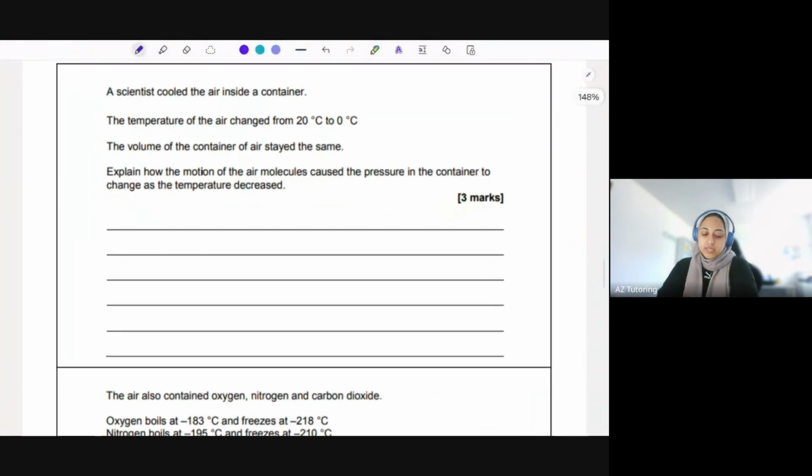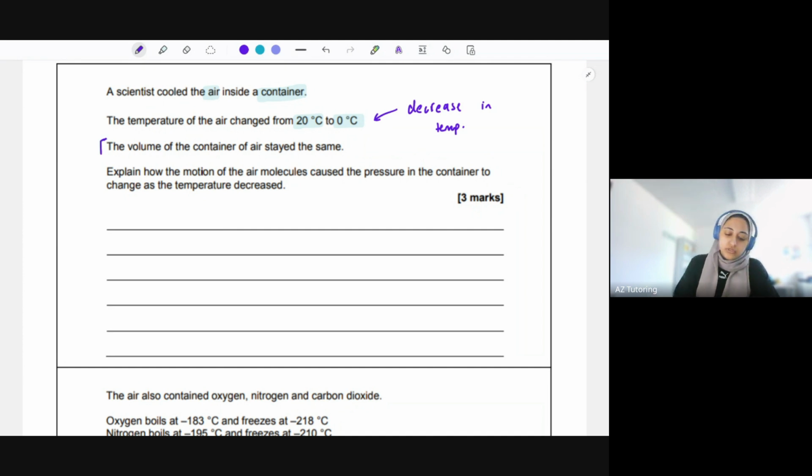It says here, scientists cooled air inside a container. This is a big clue that it's a gas theory question. Air is a gas and we've got a container. The temperature of the air changed from 20 to 0 degrees Celsius. So we've got a decrease in temperature. Just remember the particles are going to be hitting each other less now. The volume of the container of the air stayed the same.